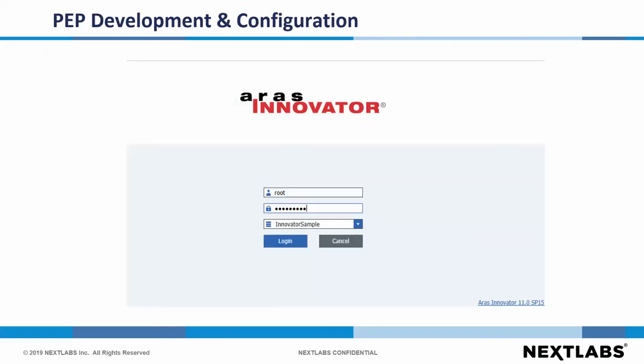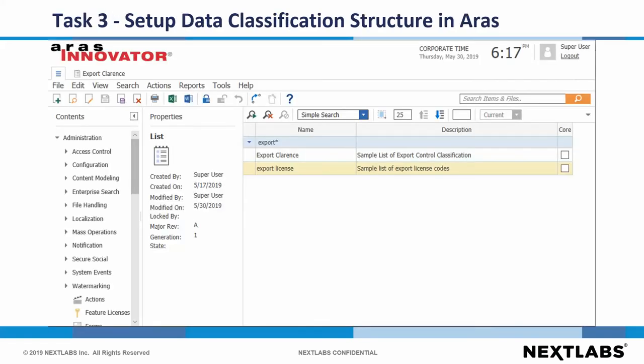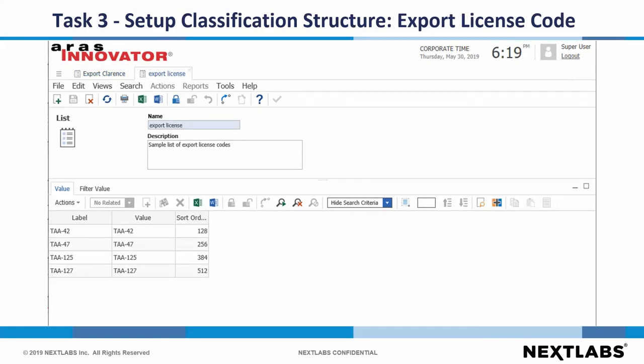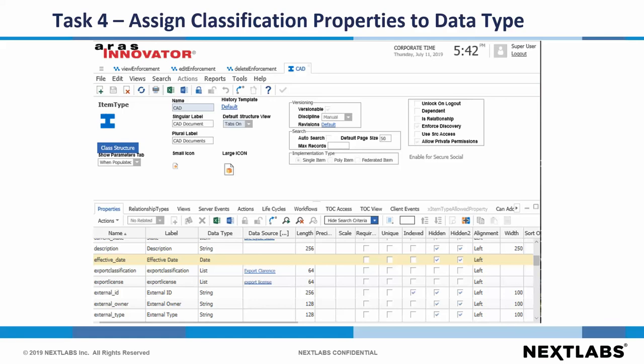Going on to the Aras Innovator as root, we can then go in and set up what's needed as far as the export clearance themselves for both the clearance and licenses. Here we have the values that we saw earlier that are being set up for the control classifications and the export license codes themselves. In this case, we want to set up a specific name for, in this case, the effective date. When is this going to be allowed or not allowed, or when will you be able to see the information?